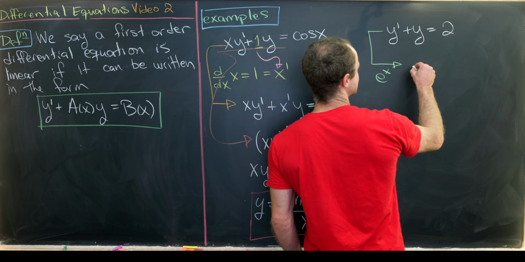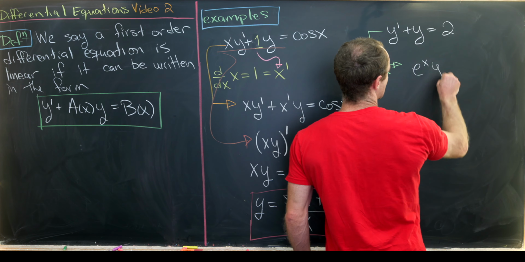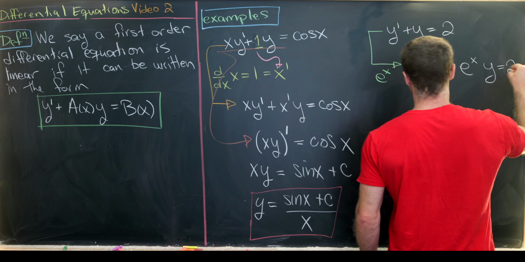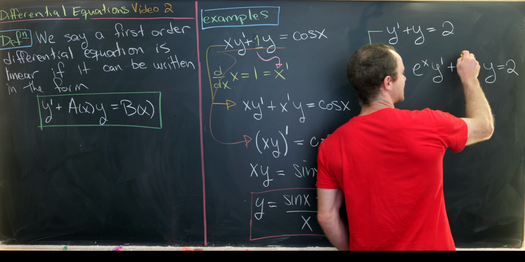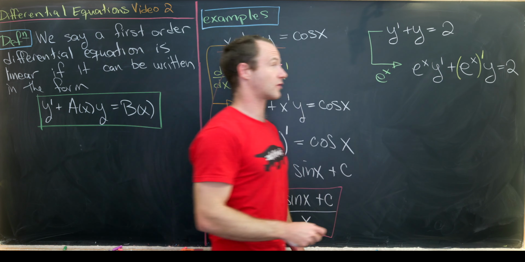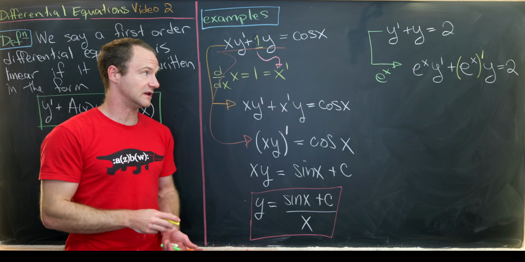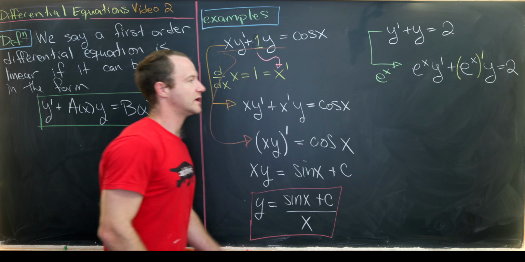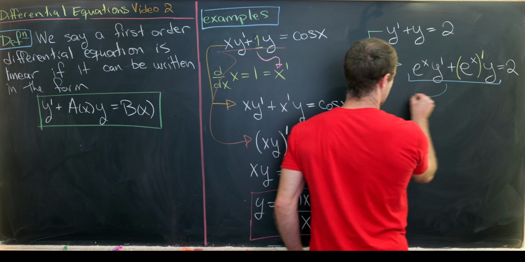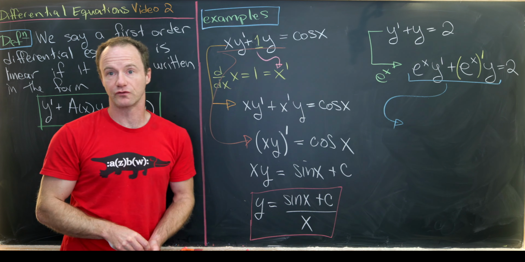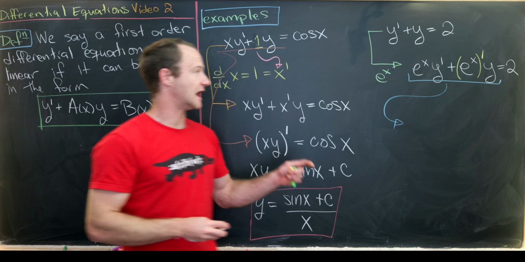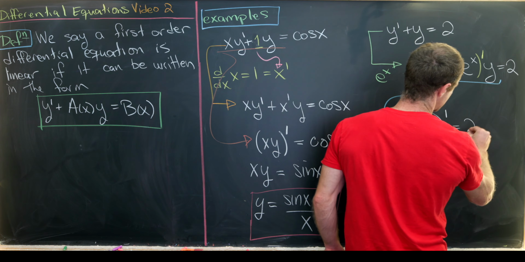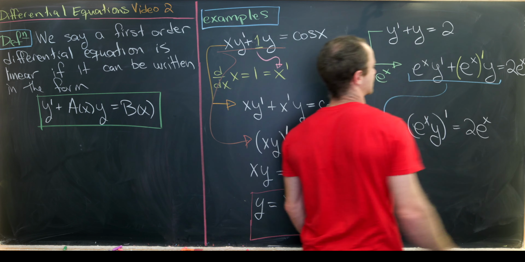Okay, so that's going to leave us with e to the x times y prime plus e to the x times y equals 2. But maybe we could take the second e to the x and write it as the derivative of e to the x. Remember that the derivative of e to the x is e to the x, so that's legal. But just as we did here, we can envision this entire left-hand side as a derivative taken with the product rule. And in fact, what we have here is the derivative of e to the x times y equals 2 e to the x. I left off my e to the x when I multiplied through before.